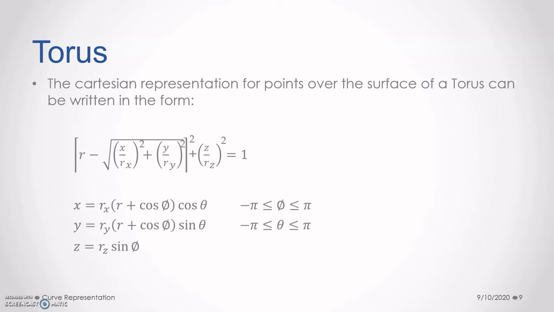So the Cartesian representation for points over the surface of a torus can be written in the form [r - √((x/rx)² + (y/ry)²)]² + (z/rz)² = 1. We can say that r is any given offset value, and parameter representations for a torus are similar to those for an ellipse, except that angle phi here extends over 360 degrees. So x = rx (r + cos phi) cos theta, y = ry (r + cos phi) sin theta, and z = rz sin phi.